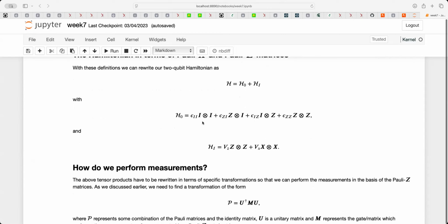So I have an identity times identity. I have a Z tensor product with an identity. And then I have Z tensor product Z and X tensor product X. Now, what we want to do is make a measurement on the first qubit. And this part here, the Z matrix, acts on the first qubit.